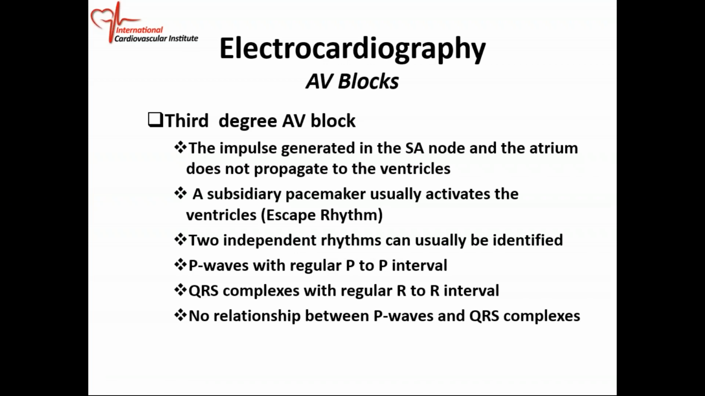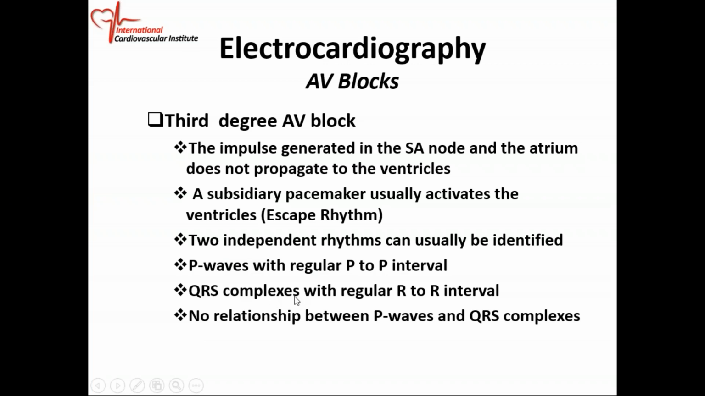Remember, when we talk about a normal ECG or a normal function of the heart, we have atrial contraction, we have a delay in the AV node, then we have ventricular contraction. When you have third degree AV block or complete AV block, none of this is operational. There is a complete independent rhythm from the atrium and ventricle. So the P waves are gonna be regular because the atrium is gonna fire constantly. So you're gonna see P waves at a regular P to P interval, but there's not gonna be any PR interval because there's no communication.